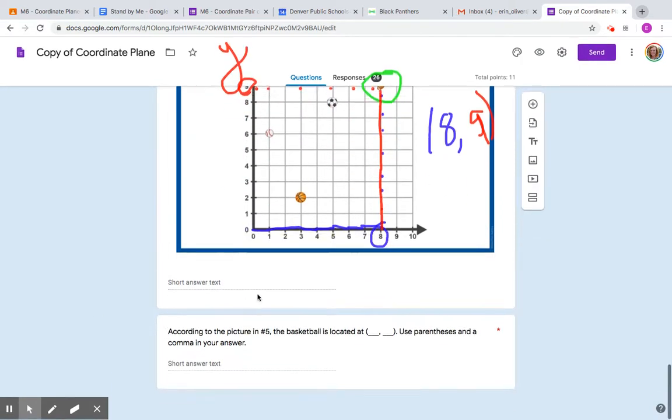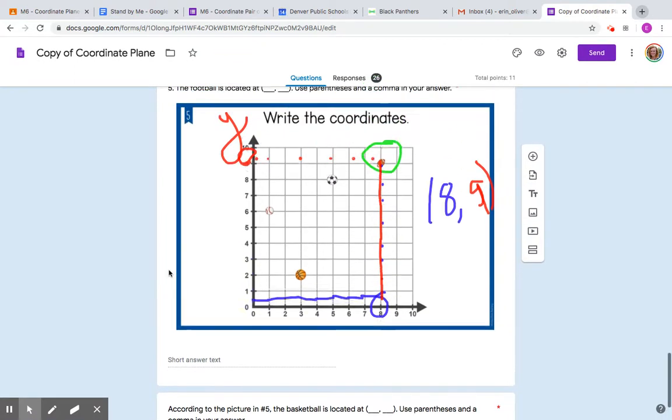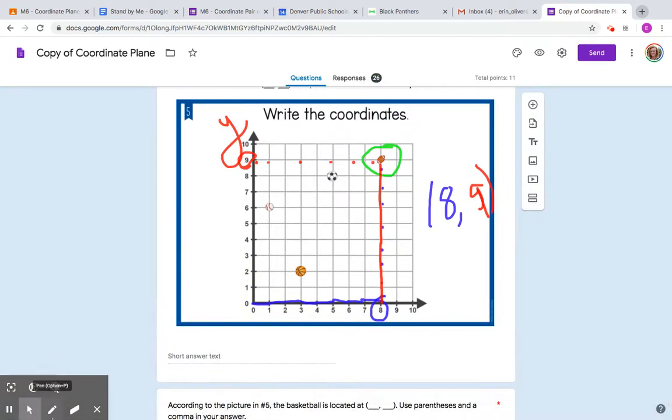And our last question is asking us to figure out where the basketball is located. The basketball is right here. Start at 0 again on my x-axis. I'm going to go over 1, 2, 3. Now I'm going to figure out how high up I go. 1, 2. Double check. Yeah, I hit 2 on my y-axis.